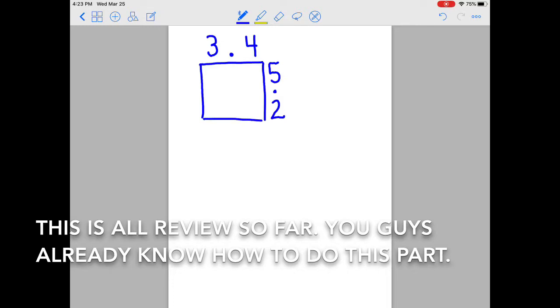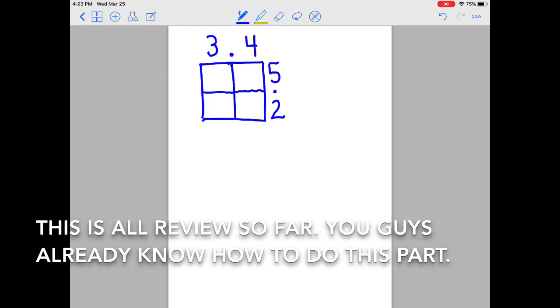Okay, so again, we're multiplying decimals. This is the lattice method right now. Now, the next thing, I'm going to draw a line between the numbers, between the 3 and the 4. I drew a line. Then I'm going to draw a line between the 5 and the 2. You see how I drew a line between the 5 and the 2. You always draw a line between numbers. You're splitting the numbers apart.